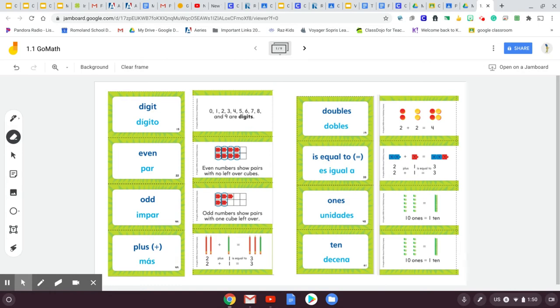And then we talk about our ones. So this is our 10 block, and it would take 10 ones to equal one 10 block. 10 ones equals one 10 block.